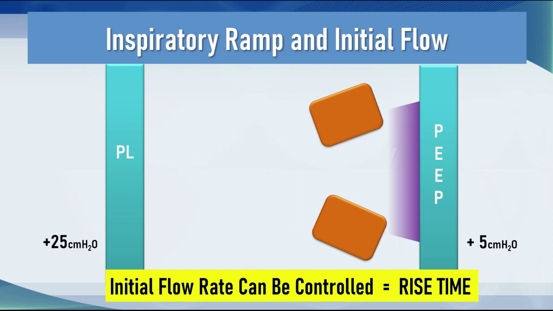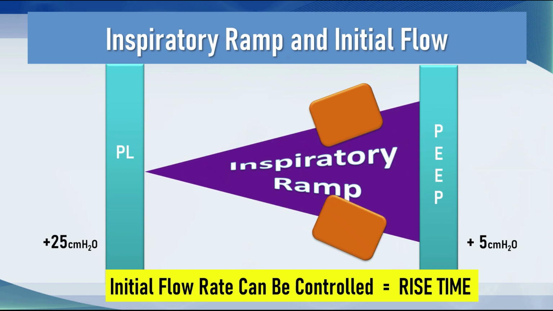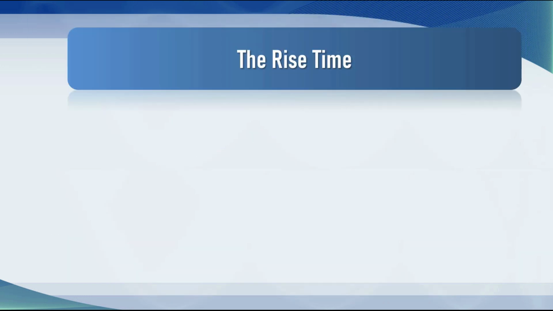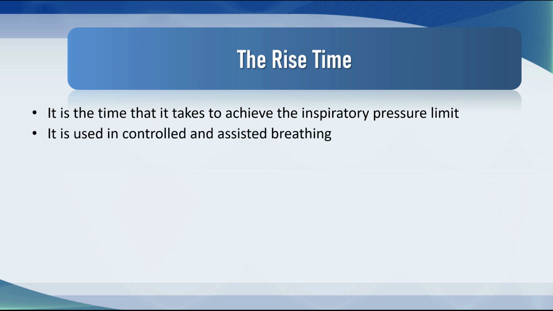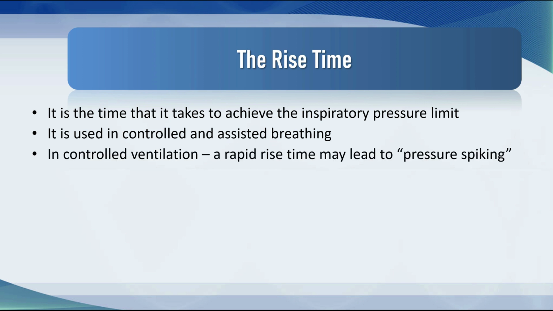This is known as the inspiratory rise time, and all pressure limited ventilators have this setting, although sometimes it may be a little bit hidden. But it's how we control that initial flow to stop overpressurization. The rise time is the time that it takes to achieve the inspiratory pressure limit, the PL. It is used in controlled and assisted breathing in pressure limited modes of ventilation, not in volume controlled modes.